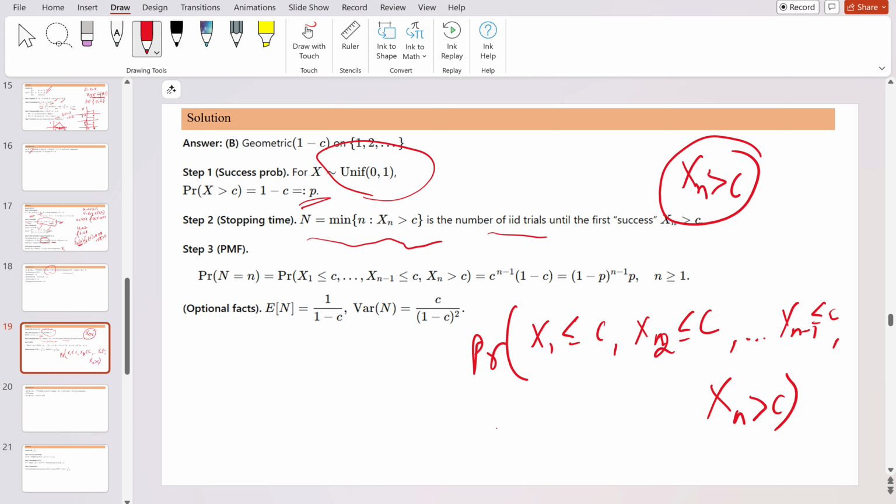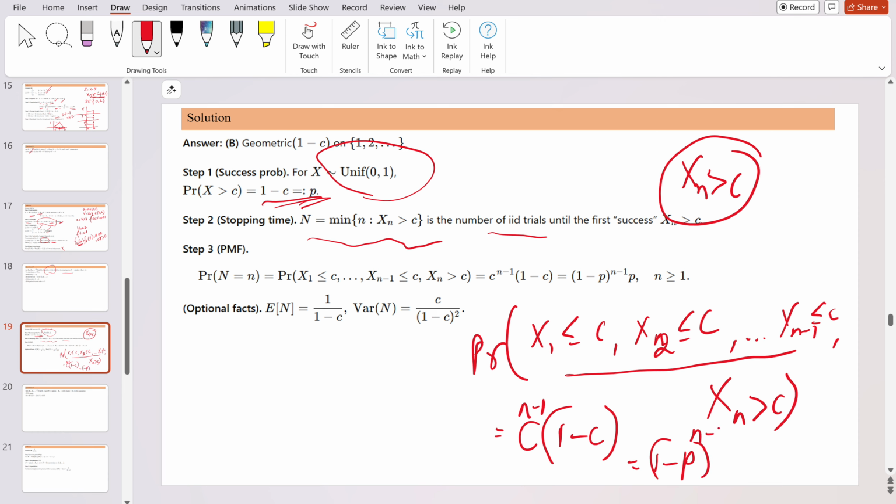That is simply equal to c to the power n minus 1, because these are all equal terms c, and this is 1 minus c. Here, 1 minus c is simply p, so when you replace that, c is 1 minus p, so it is (1 minus p) to the power n minus 1 times p, for n greater than or equal to 1. So this is the correct answer.